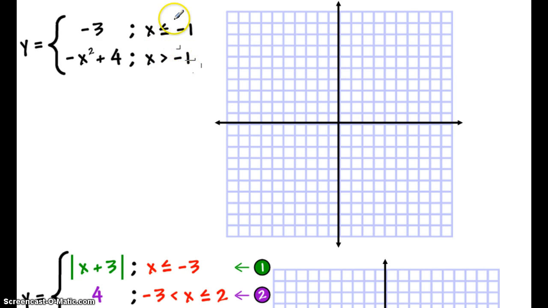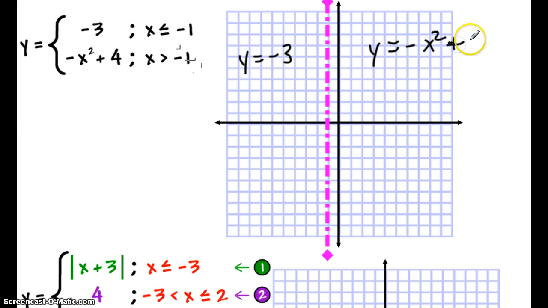Where is our fence? Well, our fence is right at -1, so we're going to draw a little handy-dandy fence right at -1. That is our fence. And now we're going to go ahead and write our equations. It would probably be a good idea to write our equations where they belong. y equals -3 to the left of -1, so we're going to write here, y equals -3. That's our function over here. And on this side, it's going to be y equals -x squared plus 4.